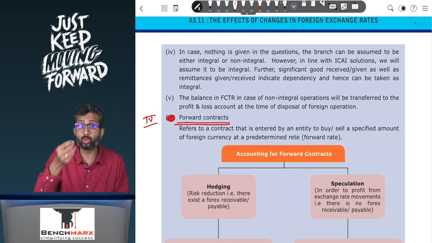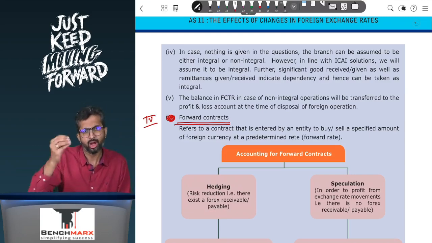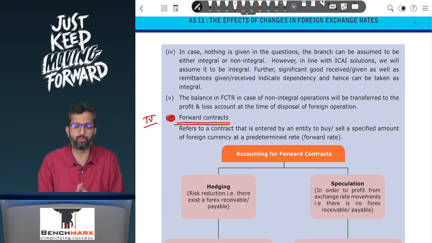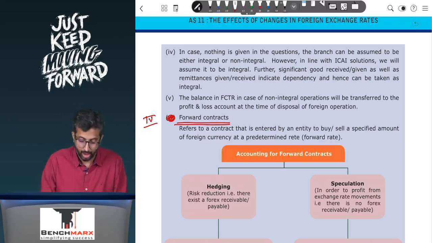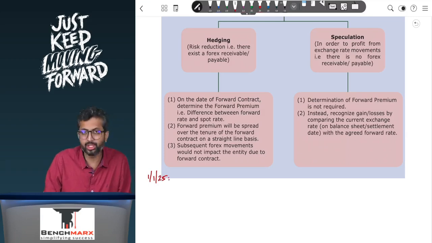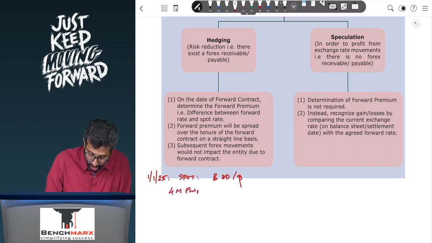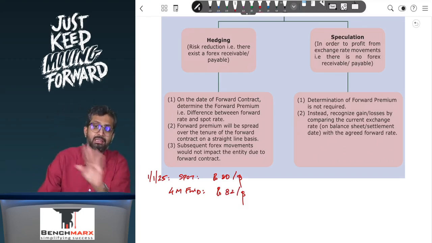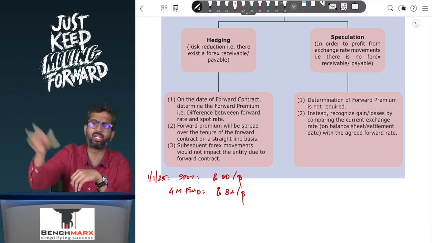Let us say you are an importer who has agreed to buy goods for which you have to make a payment of $1,000 after 4 months. Today the spot rate is 80 rupees. I don't know what the rate will be after 4 months. So I'm worried. So on 1st January 25, when I actually do the import but I get a credit period of 4 months, the spot rate is, let us say, rupees 80 per dollar. But I don't have money to buy the dollars today. So I go to the bank and enter into a 4-month forward contract where the bank tells me that 4 months later you can come and pay me 82 rupees for every dollar. I'll give you $1,000 irrespective of the rate becoming 85, 95, 75, whatever it is.